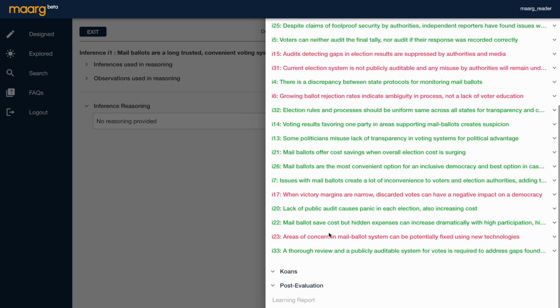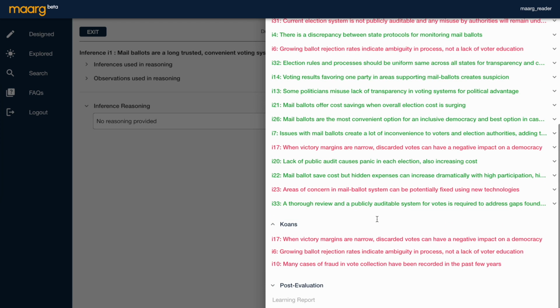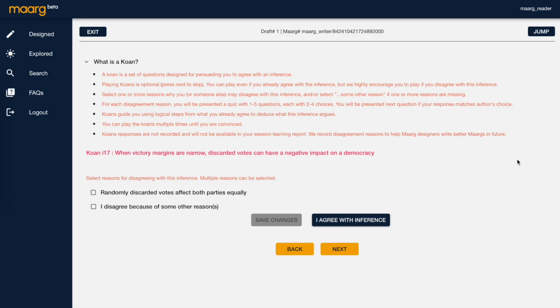Now this brings us to another section called koans. So over here you can see the inferences that I have disagreed with. Koans are written by Maarg authors as a persuasion technique to convince you to agree with their inference. If you already agree with the inference, the koan may not help you much, but if you disagree with the inference, the koan can help you think again.